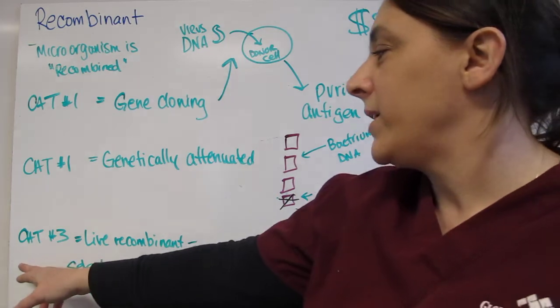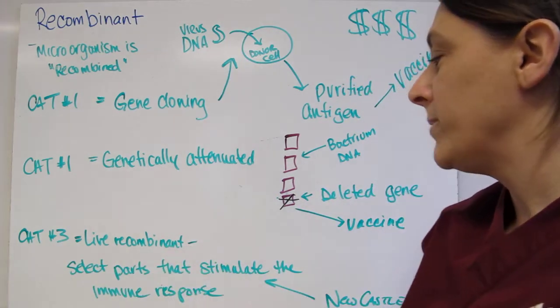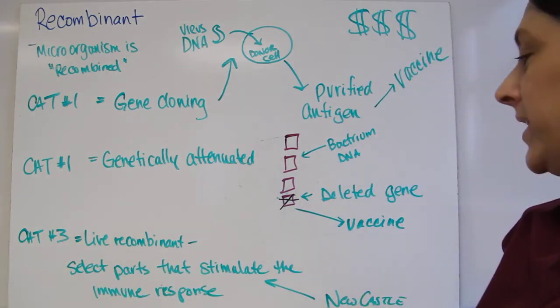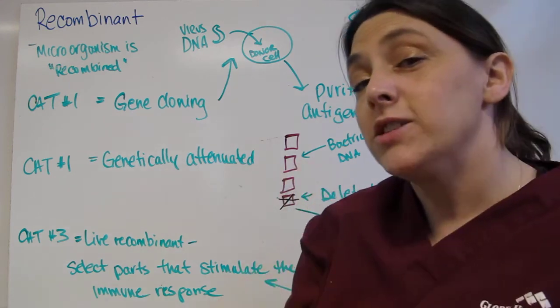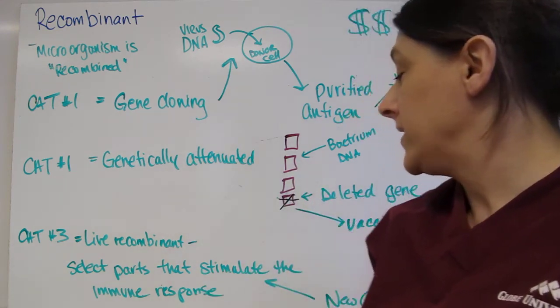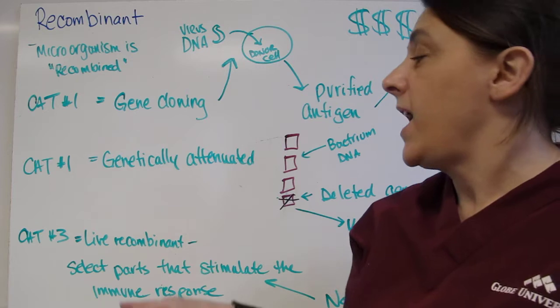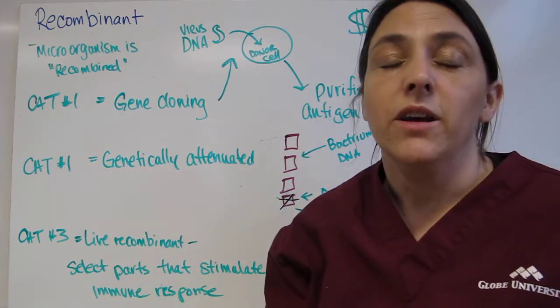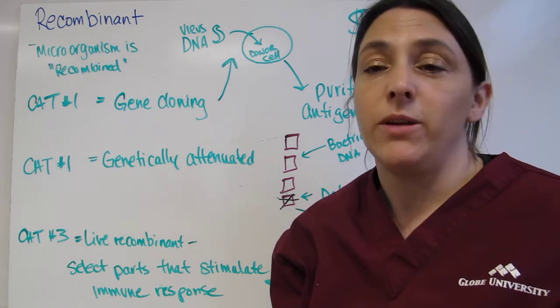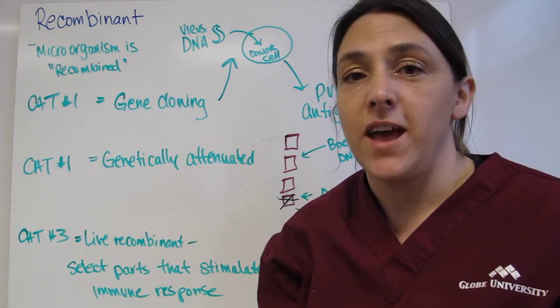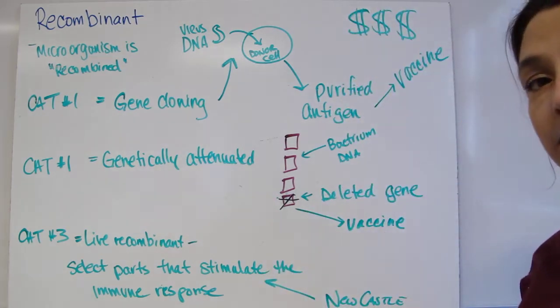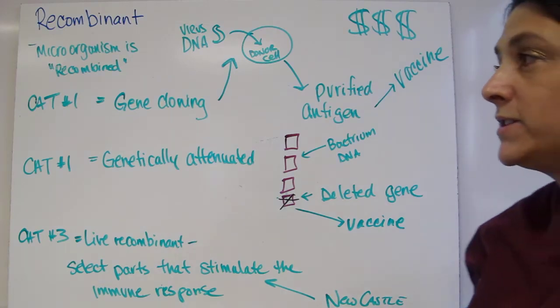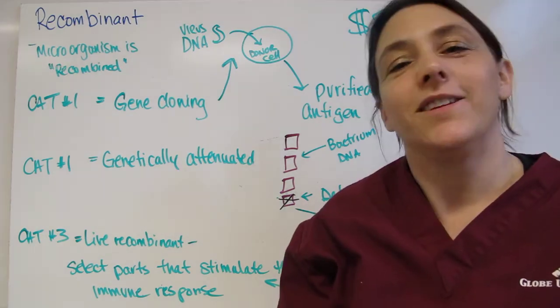The third type is live recombinant, and basically what they do is they select the parts of the virus that stimulate the immune response, and they turn that into the vaccine. There's only one vaccine that's been approved in the United States by the FDA, and that would be the Newcastle virus vaccine. That is your ticket into class.